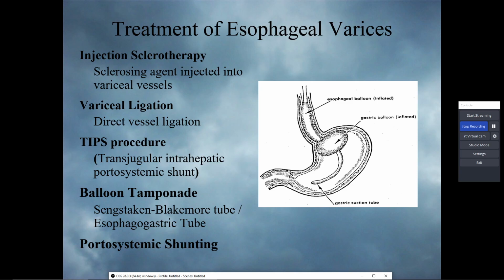So this is just one example. So this right here, when I say balloon tamponade, this is what I'm referring to. The Sengstaken-Blakemore tube is literally a balloon tamponade device.